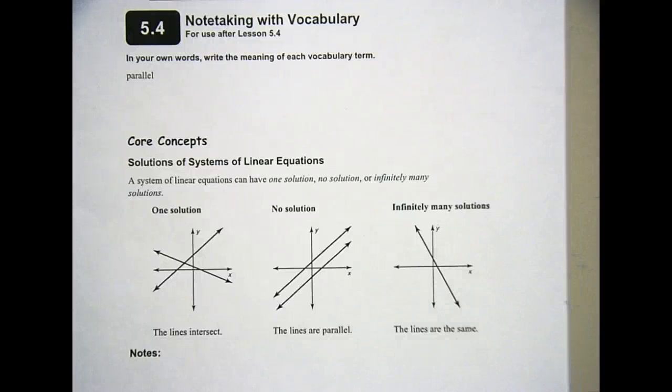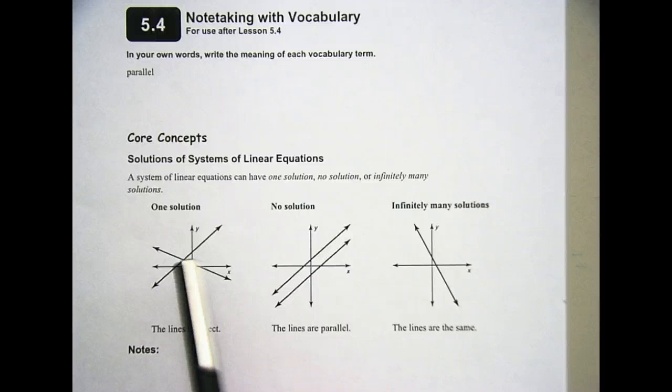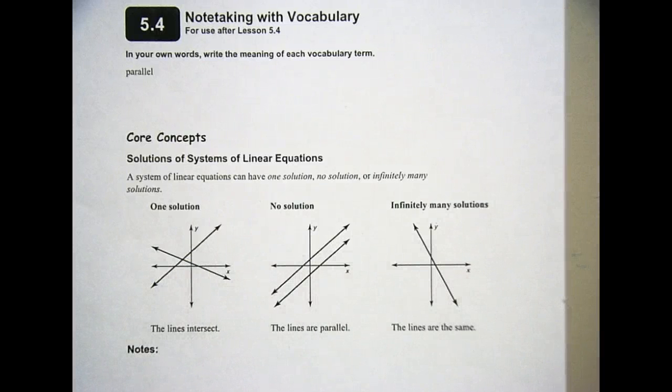Page 149 in your student journal, we've kind of dealt with this stuff, but it's just to emphasize the important parts and summarize what we've done over the last 3 lessons. There are 3 ways to solve systems: substitution, elimination, and the first way was graphing. And that graphing process shows us the different types of solutions we can have.